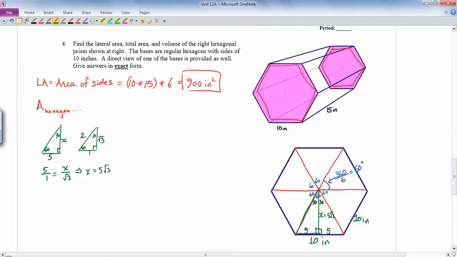So then the area of this one triangle. The area of the triangle is 1/2 base times height, so 1/2 times 10 for the base, 5 root 3 for the height. So it's half of 50 root 3, which is going to be 25 root 3. So that's the area of one triangle. So then the area of the hexagon is 6 of these triangles.